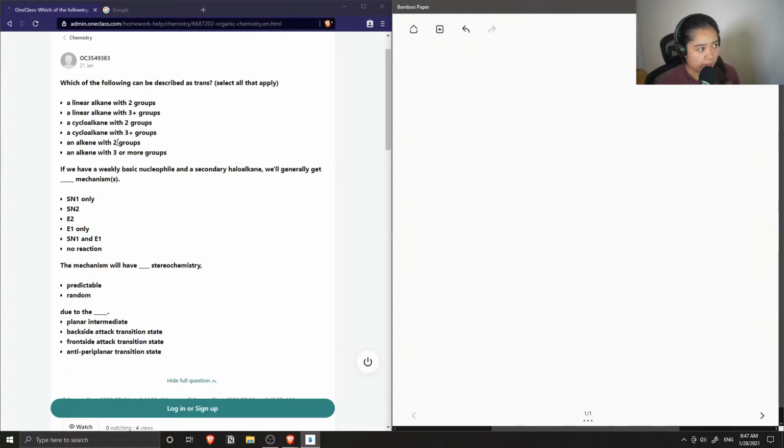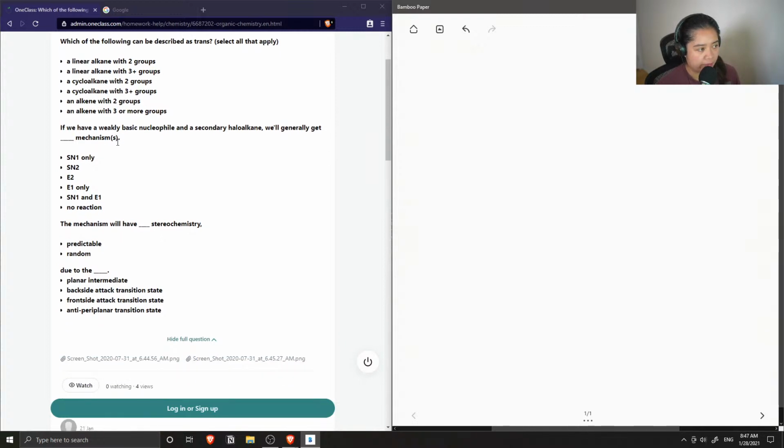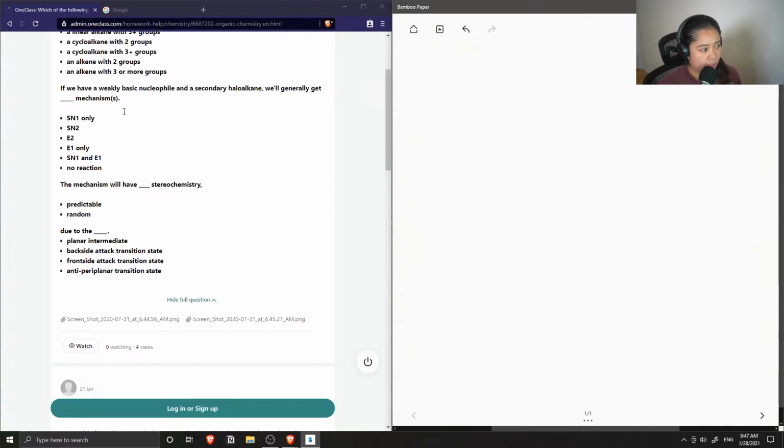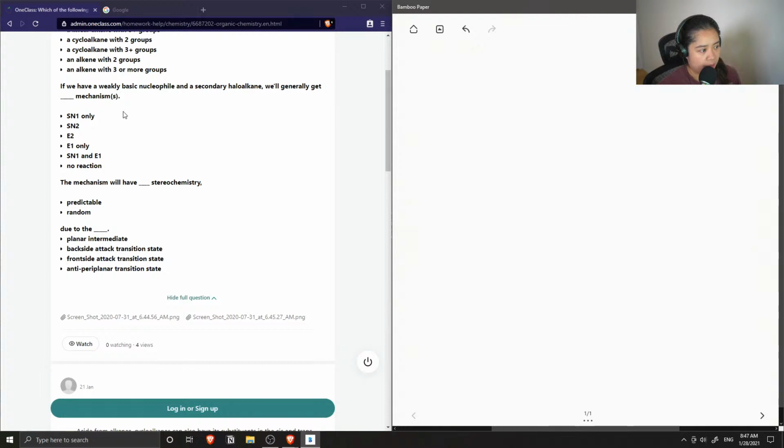And then the second part of the question asks if we have a weakly basic nucleophile and a secondary haloalkane, we'll generally get blank mechanisms. And then the mechanism will have blank stereochemistry, either predictable or random. And then due to the planar intermediate, the backside attack transition state, frontside attack transition state, or the anti-periplanar transition state.